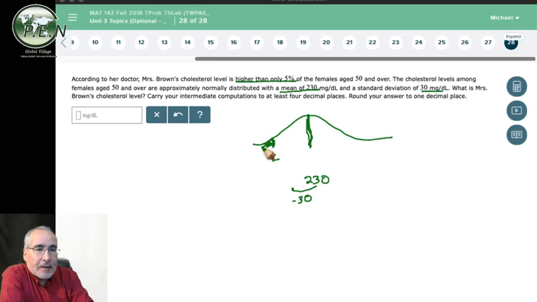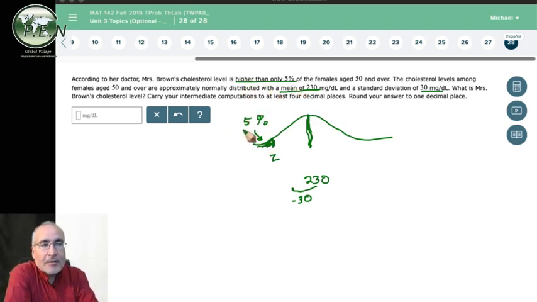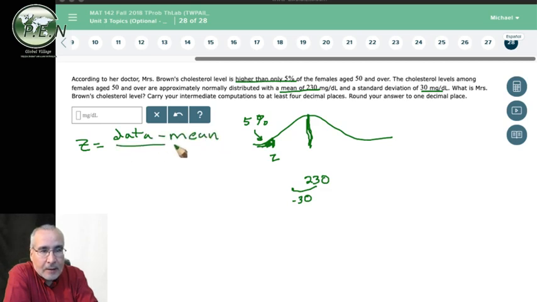Well, we know this is 5%. If we had access to the table, we could do like last time, we could look up this 5%, and that would give us the z-score. And then we could change that z-score to a data value. Remember that we know that z equals the data minus the mean divided by the standard deviation.